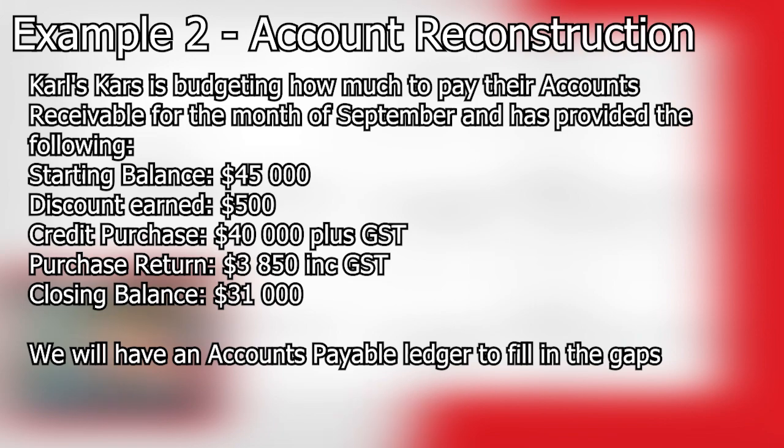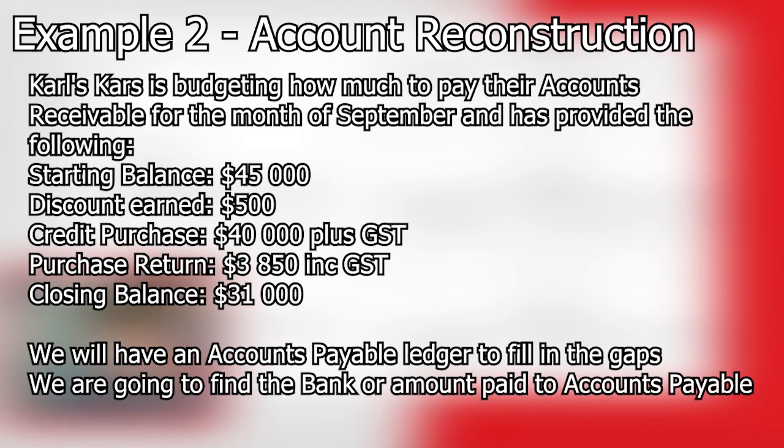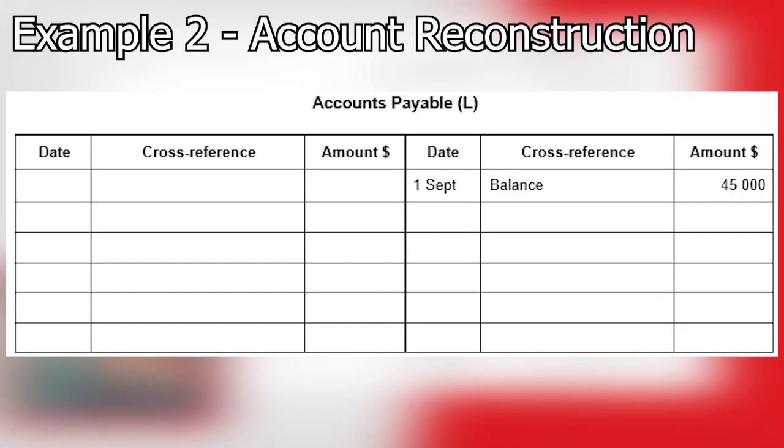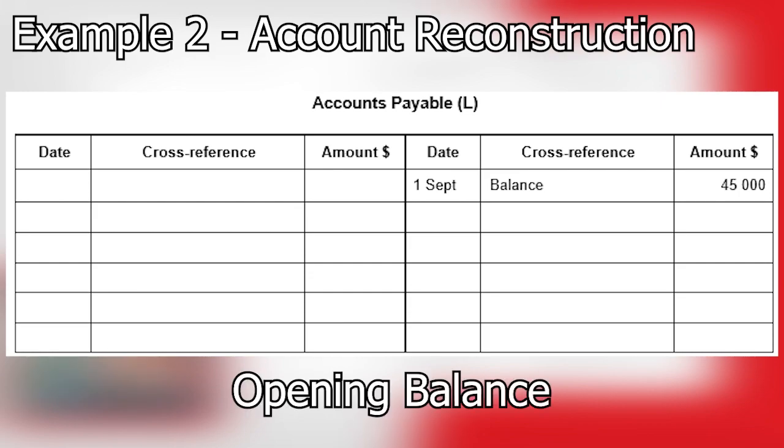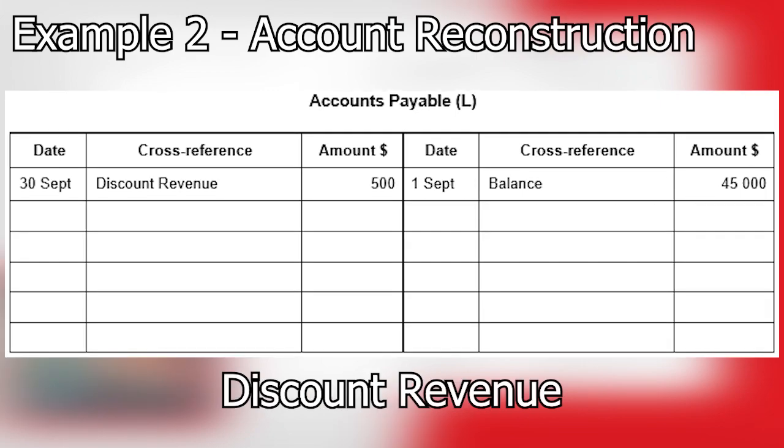But we need to calculate the bank. So we're going to put all our transactions in. So the first transaction, as you can already see on the screen, will be accounts payable 45,000 as the opening balance on the 1st of September. But then you're just going to work your way down. So we see we earned a discount revenue for the month. We put that on the 30th. Now, when you're recreating these and you put the dates in, I will recommend you just put the last day of the month in, just to keep it simple.